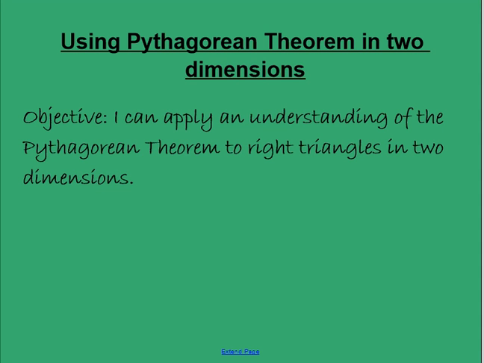Hello, ladies and gentlemen. Today's topic is using the Pythagorean theorem in two dimensions. Our objective is: I can apply an understanding of the Pythagorean theorem to right triangles in two dimensions. So that means like on a flat piece of paper. We're not talking about any three-dimensional cones or anything like that, although we will be doing that in the next couple days. Right now, we're just dealing with plain old simple right triangles and the Pythagorean theorem.